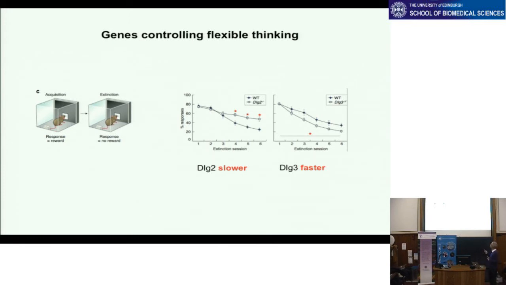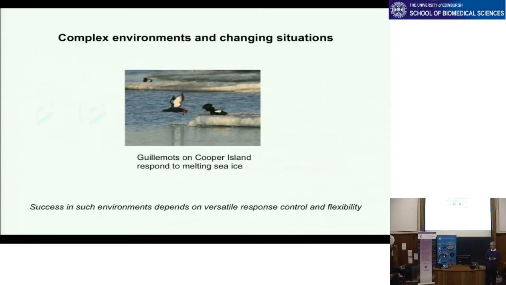They don't just continue to stay in here. They begin to be flexible. And we can see now what happens in a mouse that lacks that gene called DLG2 and lacks that gene called DLG3. These mice are less flexible. They're slower. These ones are more flexible. They're actually faster. So that just shows you how those genes are controlling this cognitive flexibility, the ability to change their thinking.